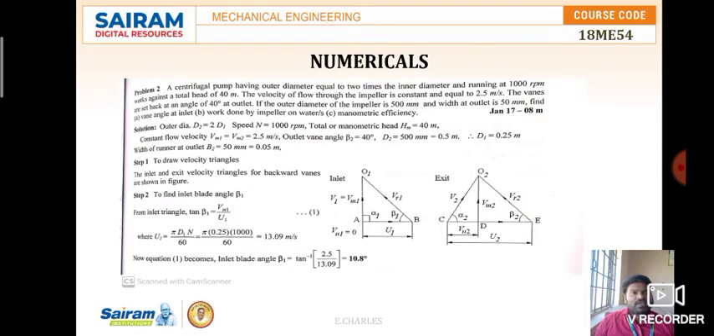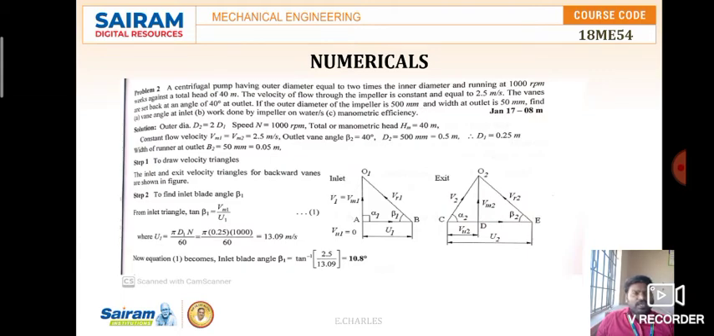So these three things we have to find out in this. So we will see the data. Outer diameter D2 is equal to 2D1 and speed N is equal to 1000 rpm. Total manometric head Hm is equal to 40 meters. Constant flow velocity Vm1 is equal to Vm2, that is flow velocity, that is 2.5 meters per second. Outlet vane angle beta 2 is equal to 40.